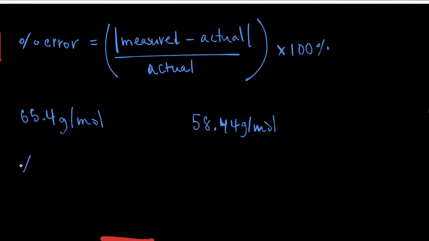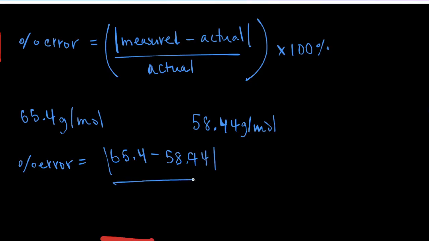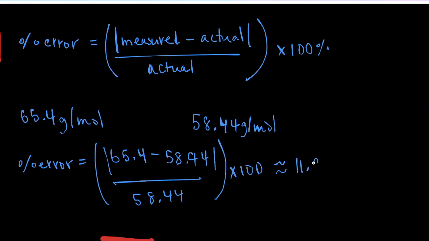Now just plugging this into the percent error formula, we get the absolute value of 65.4 minus 58.44, over 58.44, all multiplied by 100, giving us an approximate answer of 11.91%. So this here would be our percent error for this problem.